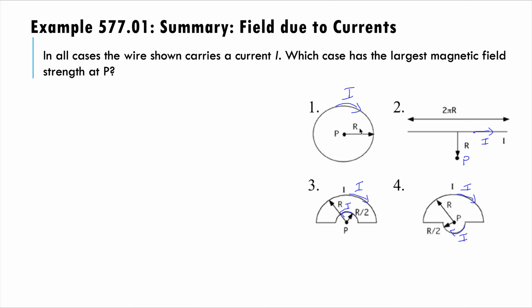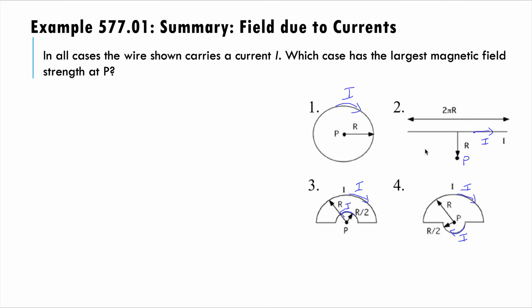We're not told which way the current is going, so I have just randomly labeled it to go in a clockwise direction for the loops and to the right for the straight wire. The direction of the current doesn't matter because we're looking for the strength of the magnetic field and not its total direction.